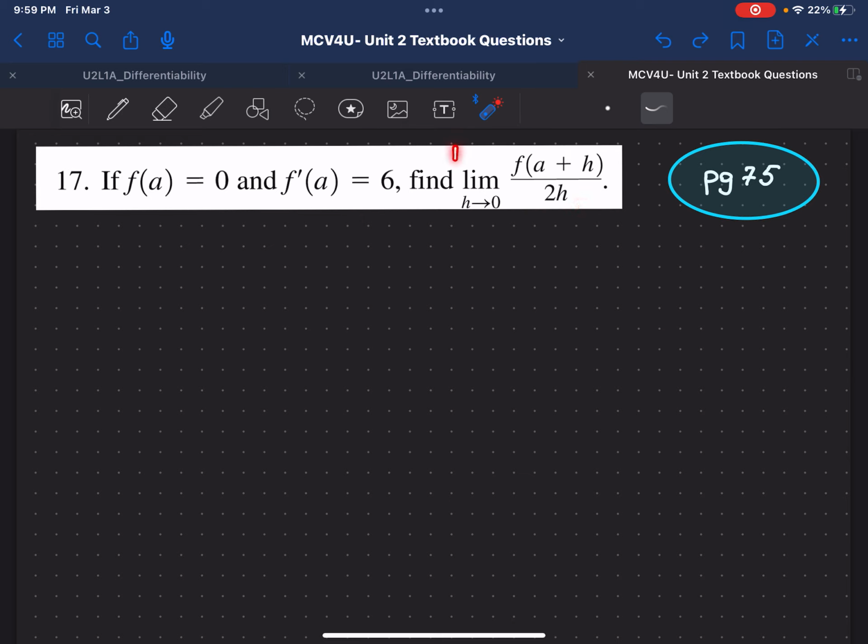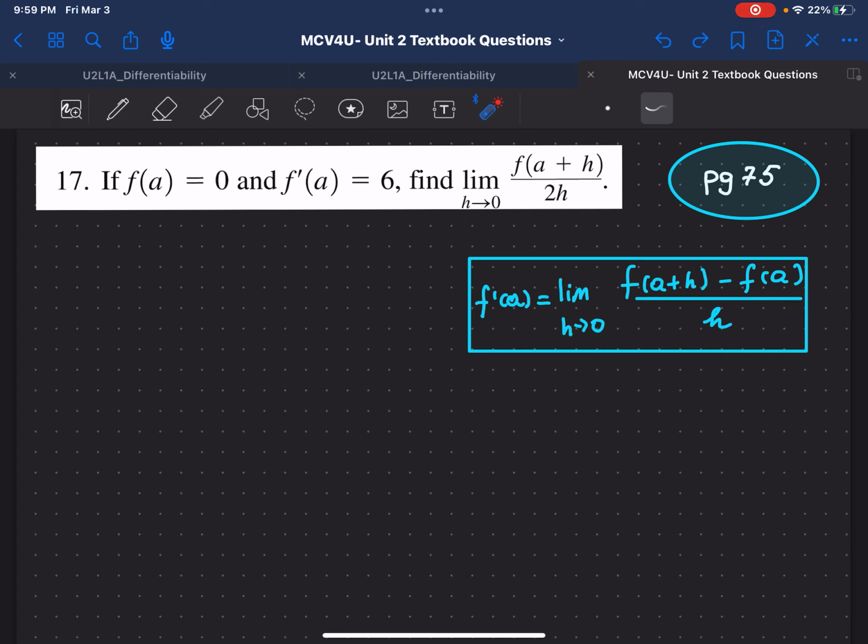So we'll focus on what we have to determine first. We are trying to find the value of the limit as h approaches 0 of f of a plus h divided by 2h. And if you take a look at it, you probably recognize that this looks very familiar. When you think a little bit more about it, you probably recognize the famous first principles formula in it.